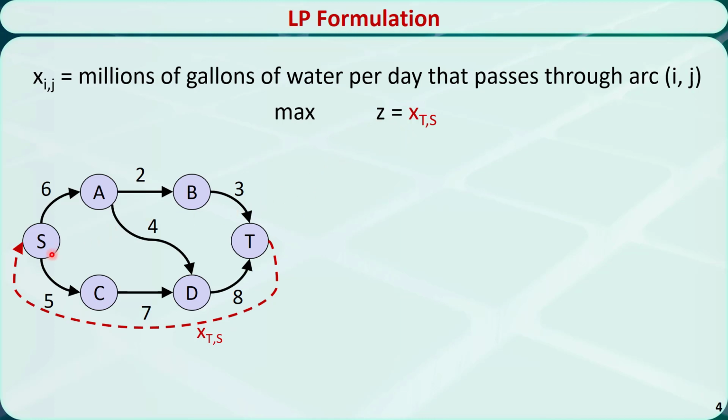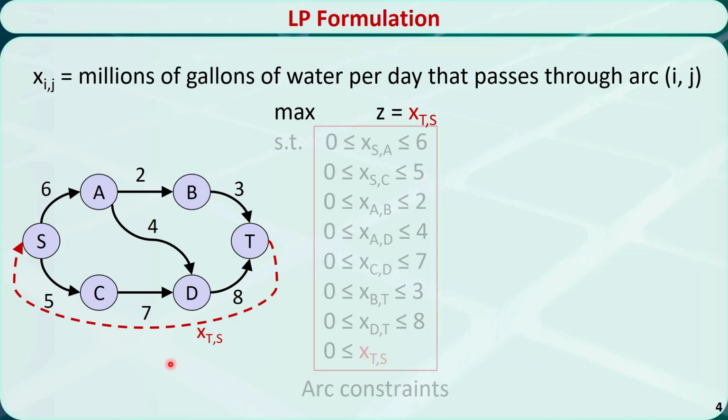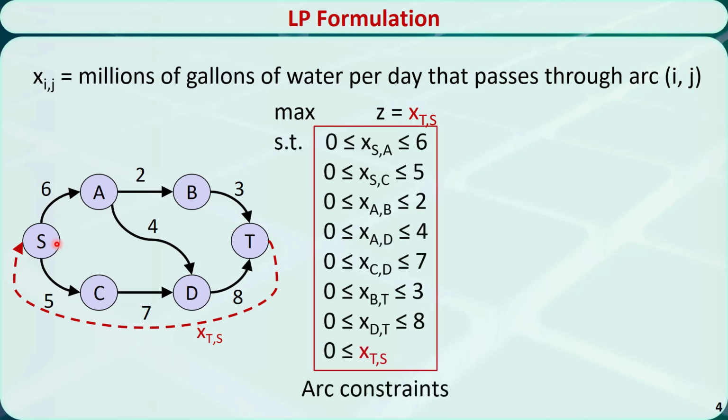We have a capacity constraint for each arc. The flow through each arc should be greater than or equal to 0, but less than or equal to its capacity. For example, XSA is greater than or equal to 0, but less than or equal to 6. XSC is greater than or equal to 0, but less than or equal to 5, and so on. For the artificial arc, it should only be greater than or equal to 0.